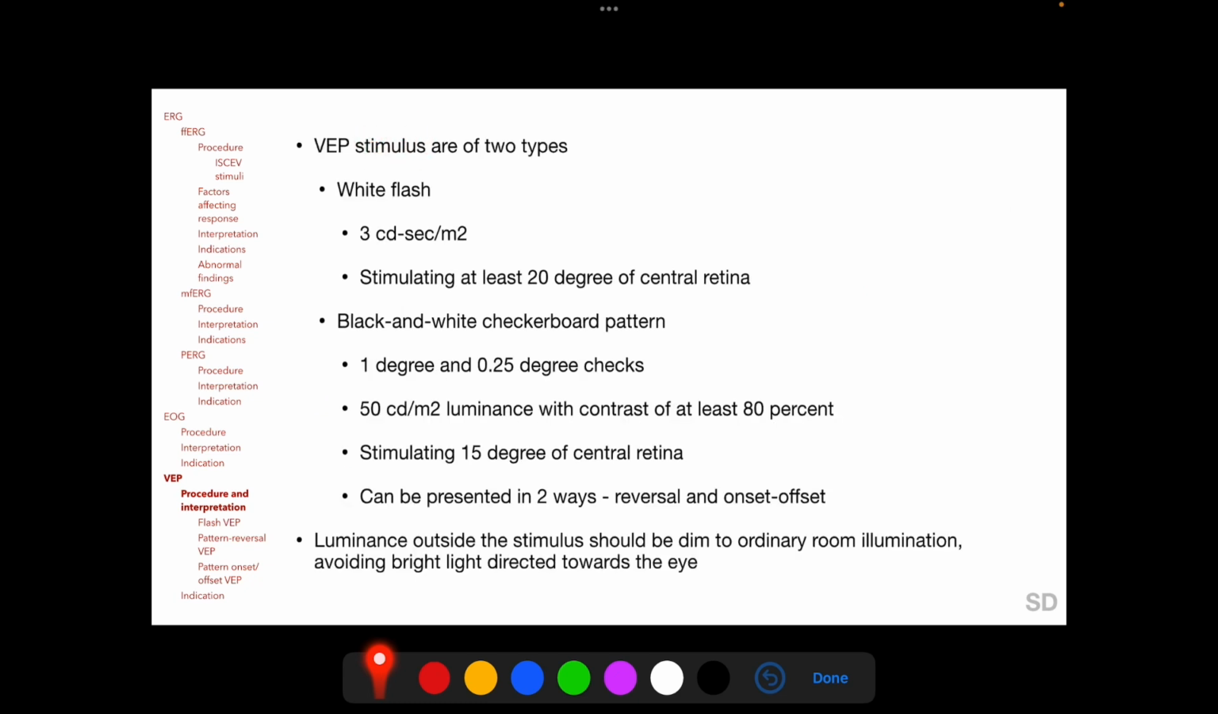VEP stimuli are of two types. One is the white flash stimulus, stimulating at least 20 degrees of the central retina, and the other is a black and white checkerboard pattern, stimulating at least 15 degrees of the central retina.